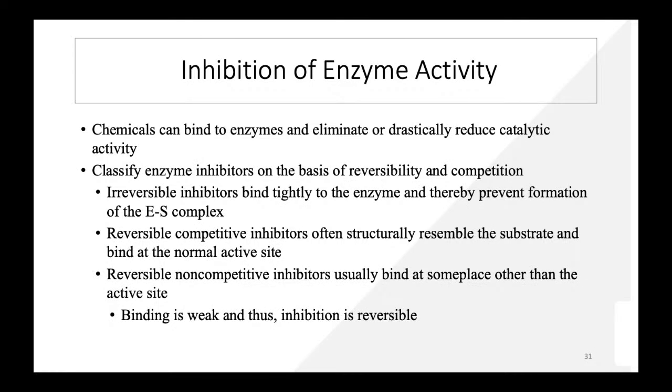There could also be inhibition of enzyme activity, which is possible because of competition from other complex molecules. There are chemicals that can bind to enzymes and eliminate or drastically reduce catalytic activity. So we classify enzyme inhibitors on the basis of reversibility and competition. They could be irreversible or reversible, and reversible inhibitors could be of two types: reversible competitive and reversible non-competitive. We will discuss each kind of inhibition now, one by one.